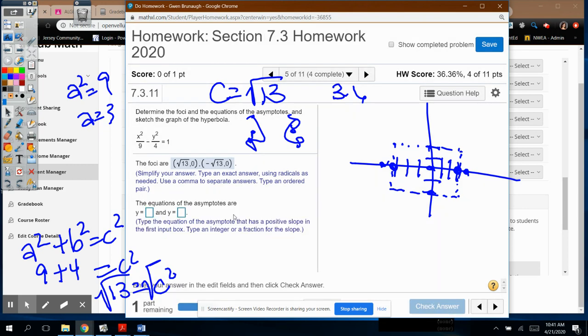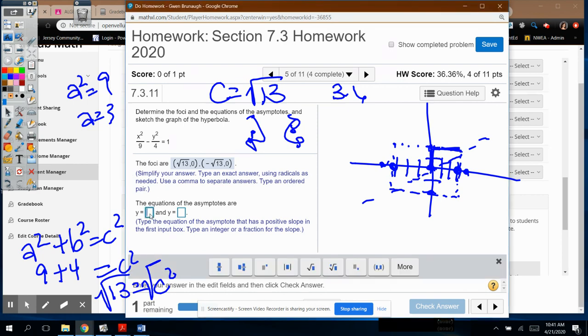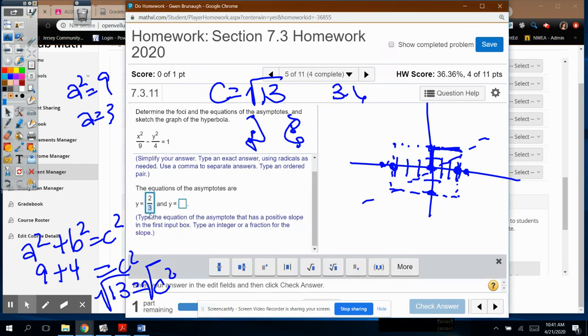Now they want the equations of those asymptotes. Well, those asymptotes are going to go through that center, guys, and you can see the rise and the run comes from that box. So the rise was this and the run was this, okay? So the slope is rise 2, run 3. So that's 2/3 x. And it's no different y-intercept here because it's going through 0, 0. Tomorrow we'll be dealing with different ones. And then the other asymptote would be negative of that, negative 2/3 x.